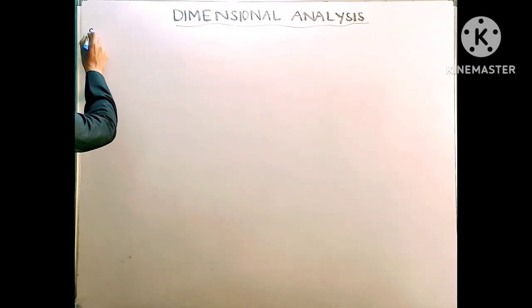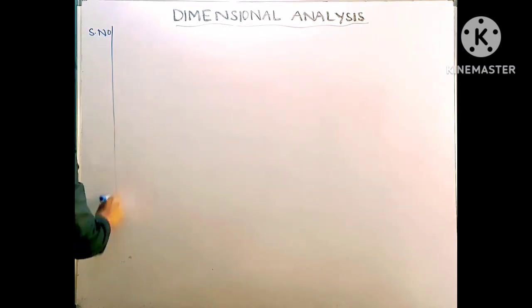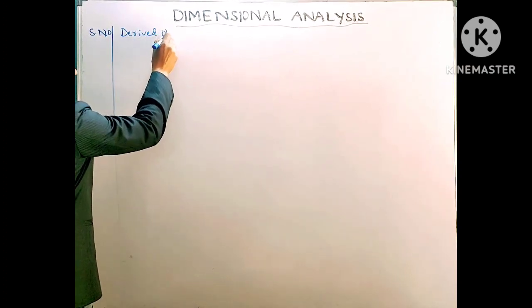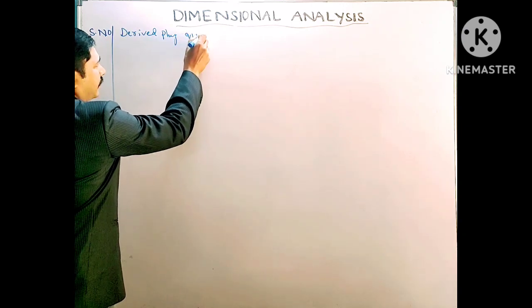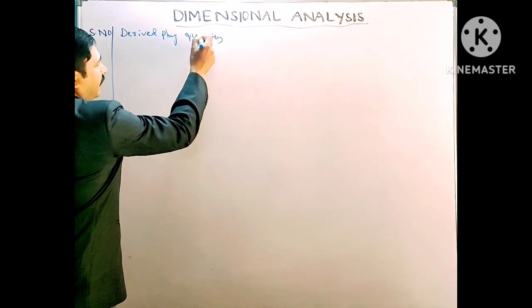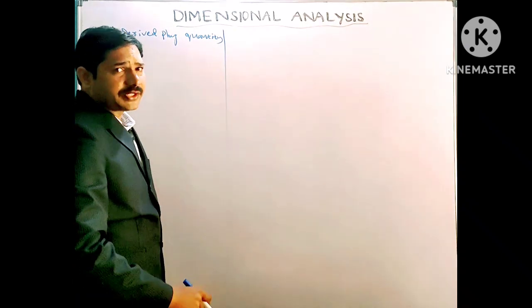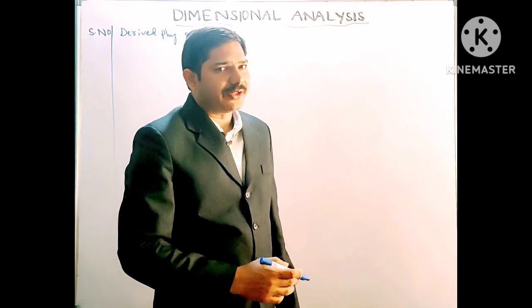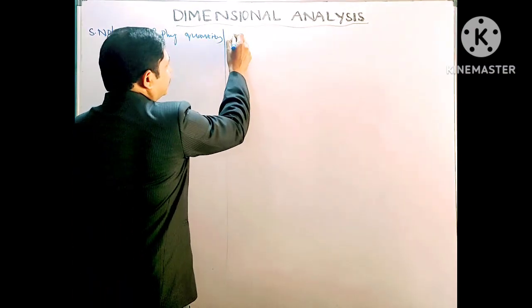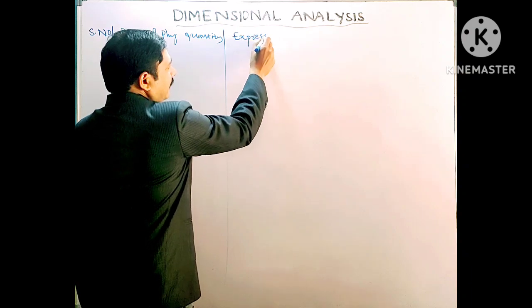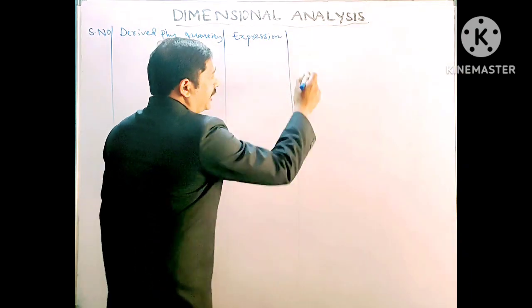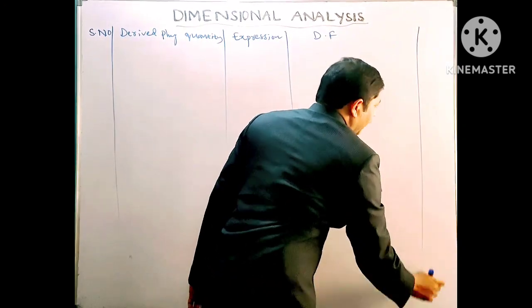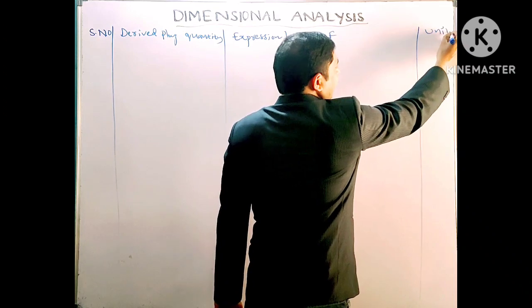Here, serial number, derived physical quantity. For derived physical quantities, if you remember the expression, we can easily derive the formula. Expression, then dimensional formula. Finally, after the dimensional formula, we will write the unit also.